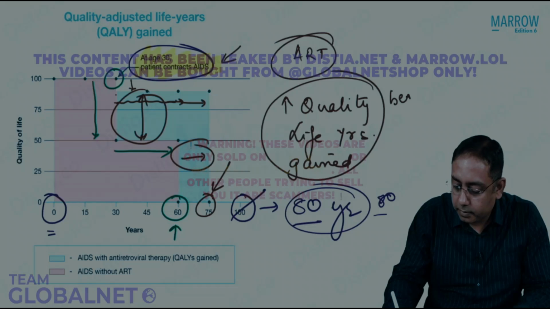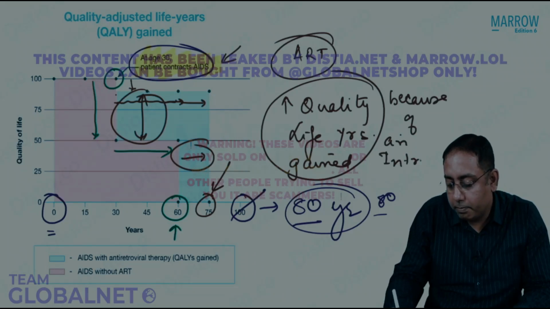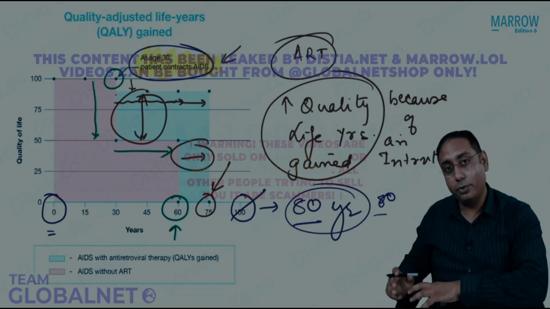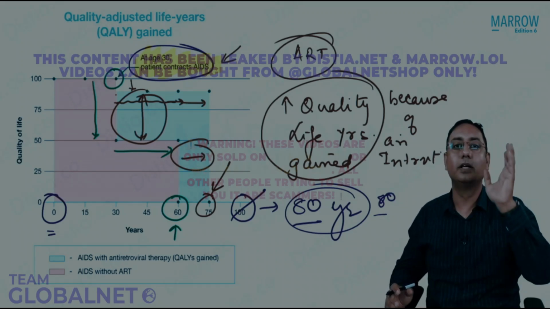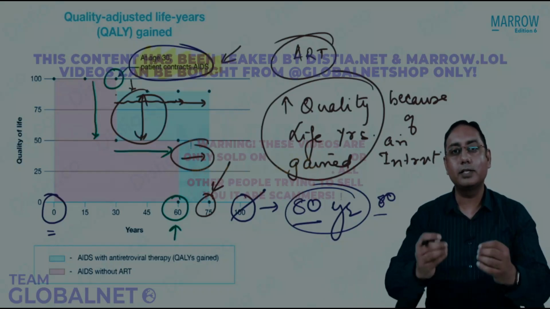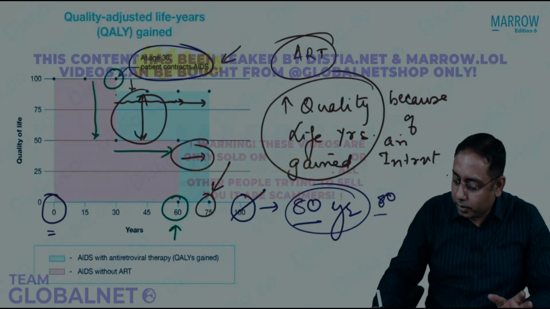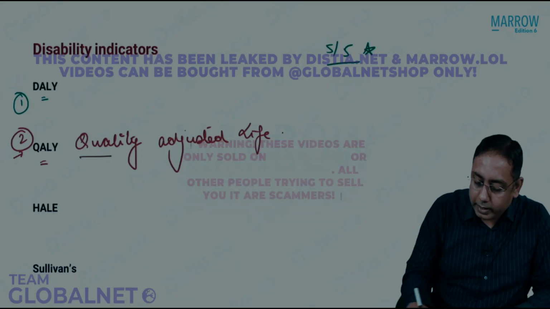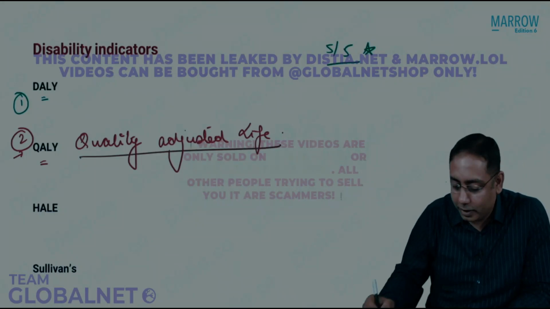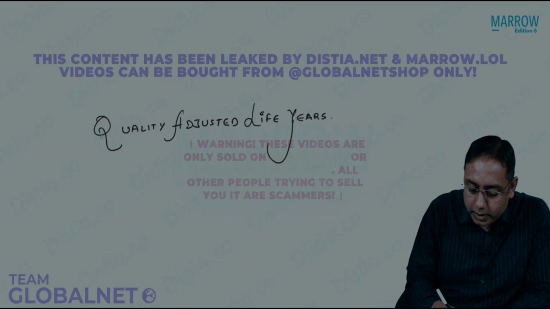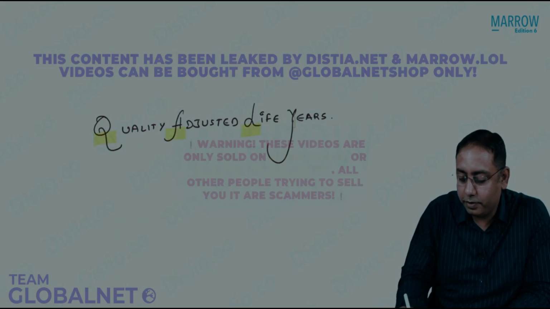Because of an intervention. By whom? By the government of India. By us, if we do an intervention, how many quality of life years will be gained by the general population? That is the indicator of QALY. So what do you mean by QALY? Please write it down. So let's just write down what we mean by QALY. For your exam, please note QALY stands for quality adjusted life years.